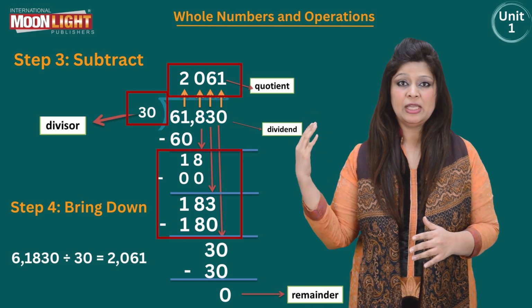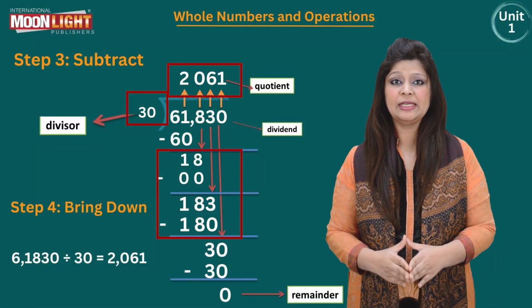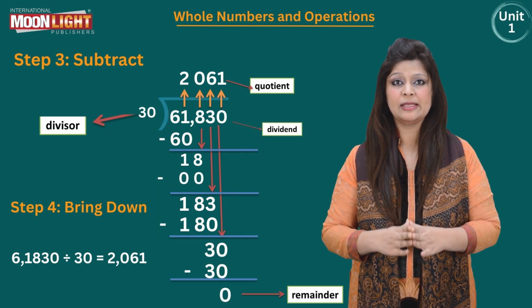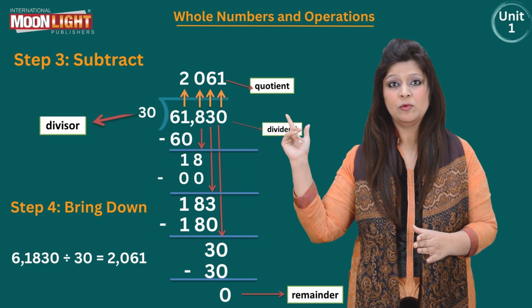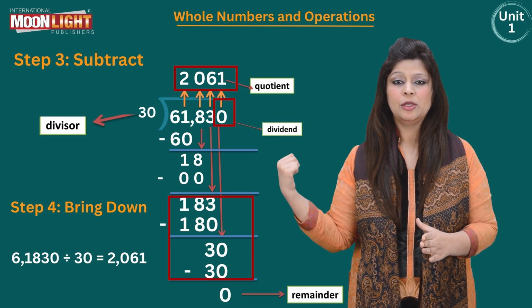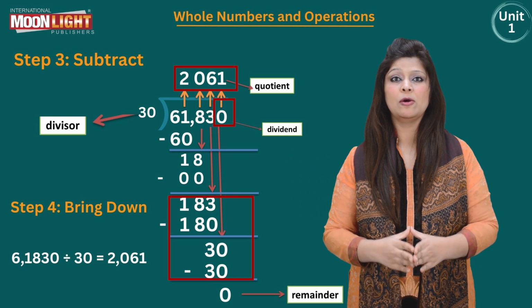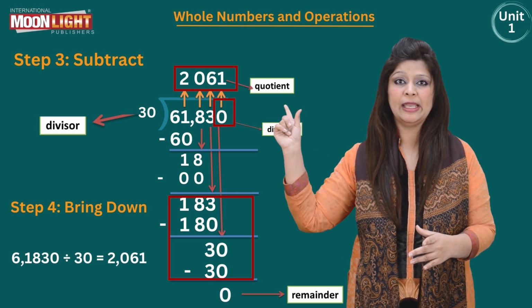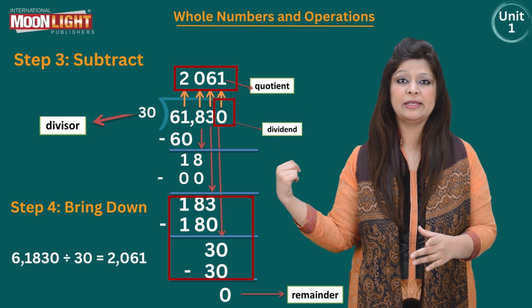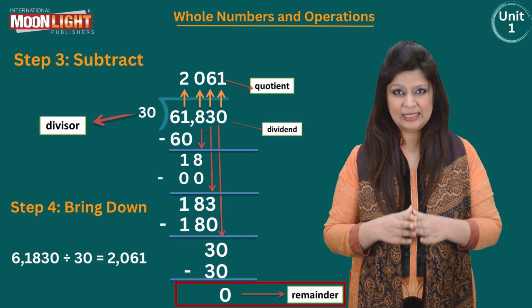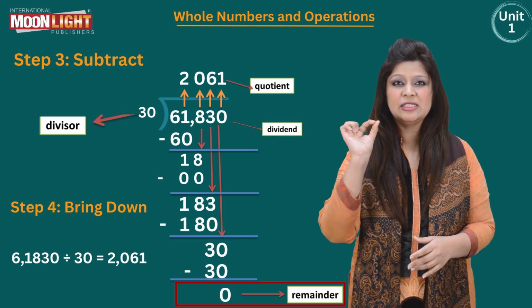Now 3 is less than 30, so according to the next step I bring the next number down from the dividend, which is the last number, this 0. You can see this number is 30 now. 30 times 1 is 30. I write 1 on top and 30 here, and after subtraction I get the remainder. Yes, the remainder is 0.